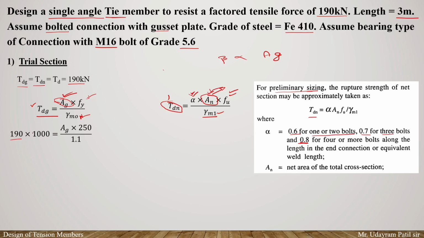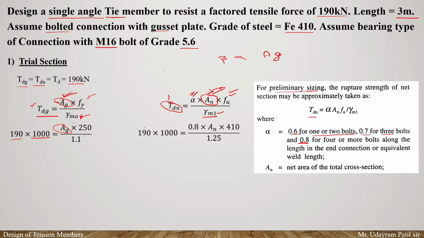ये जो आपका किलो न्यूटन है इसलिए उसको हमको न्यूटन में कन्वर्ट करना है. Therefore, multiplying with 1000, 190 multiplied by 1000 will be equal to AG multiplied by, again, Fi is 250, gamma m0 is 11. So from solving this particular numerical we get the value of the AG.